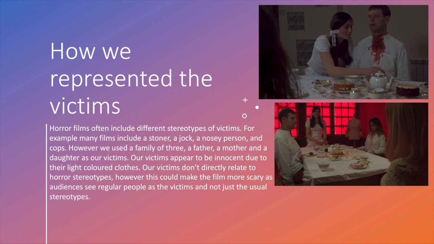Horror films often include different stereotypes of victims. For example, many films include a stoner, a jock, a nosy person, and cops. However, we used a family of three, a father, a mother, and a daughter as our victims. Our victims appear to be innocent due to their light-coloured clothes. Our victims don't directly relate to horror stereotypes, however this can make the film more scary as audience see regular people as the victims and not just the usual stereotypes.